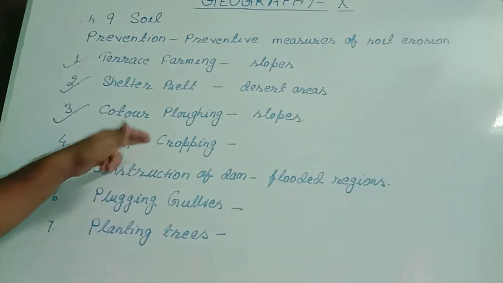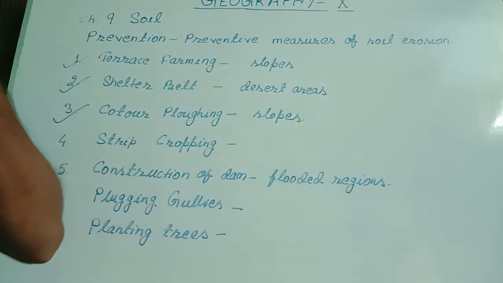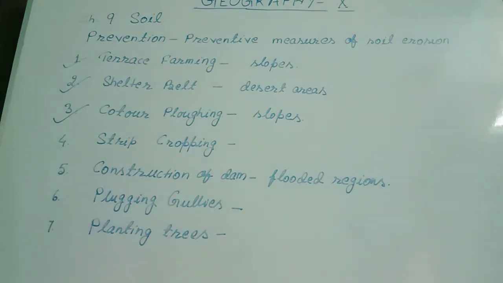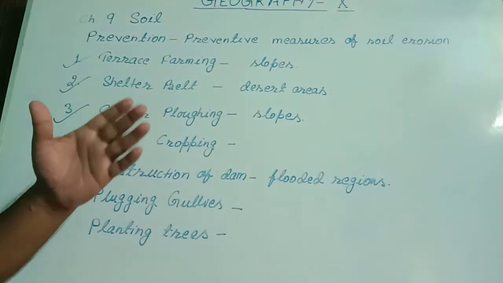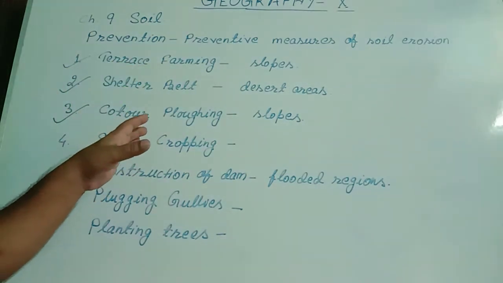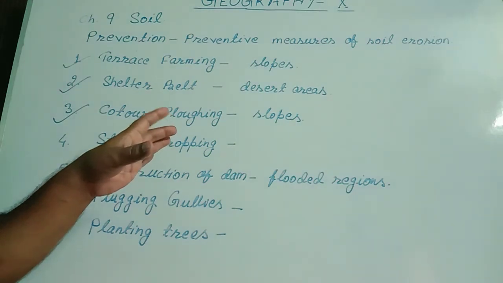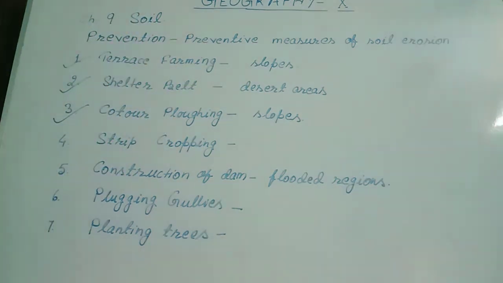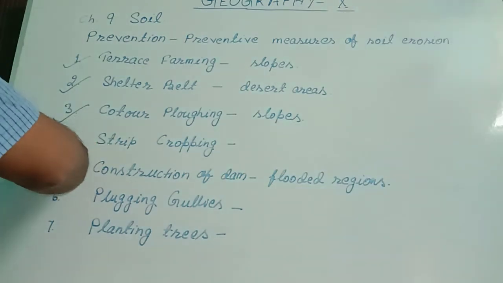I repeat, the crops are cultivated making several strips. These several strips are made at intervals of distance, so that the intervals can allow the fast blowing wind to pass. This type of preventive measure of soil erosion is strip cropping.